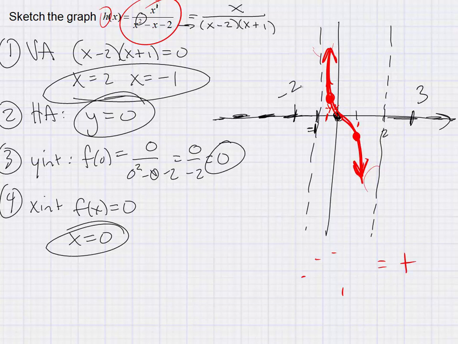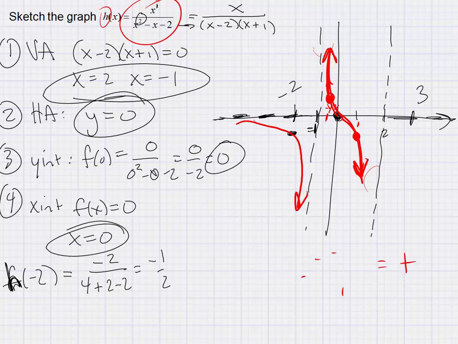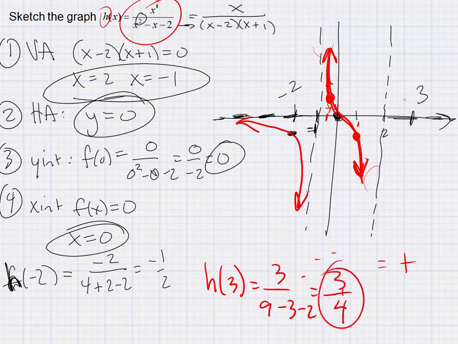Here we'll choose -2. So f of -2, or sorry, h of -2 is going to be -2 over 4 plus 2 minus 2, so this would be -1/2. So you get something down here. If I get something down there, my graph is down there, so it's going to look like this. Okay. And on the other end, I have to do h of 3. So it's going to be 3 over 9 minus 3 minus 2, so 3 over 4. That's positive. So I get something up here. Means my graph is up here. Okay, and that's what my graph's going to look like.